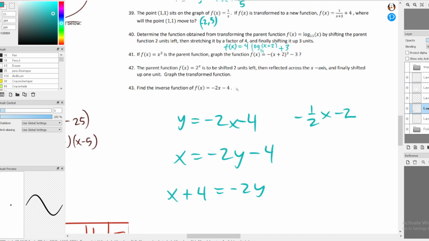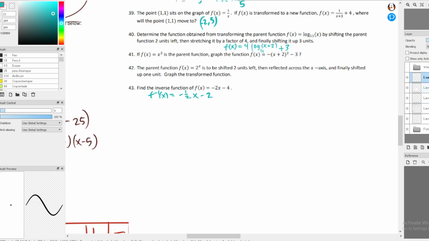And the notation for that would be f inverse of x is equal to negative 1/2 x minus 2. And that is your answer for 43. You just swap x and y's.